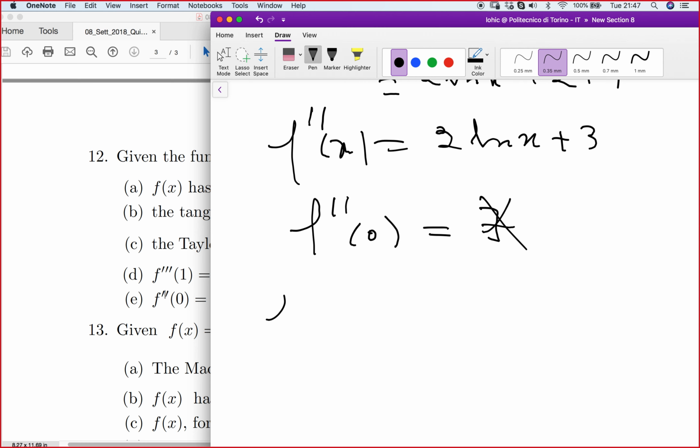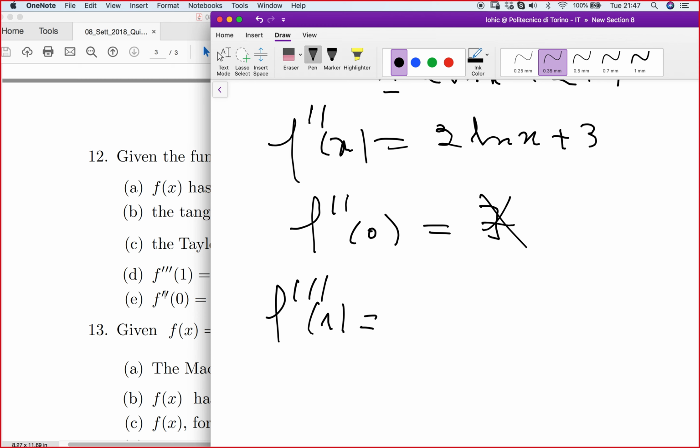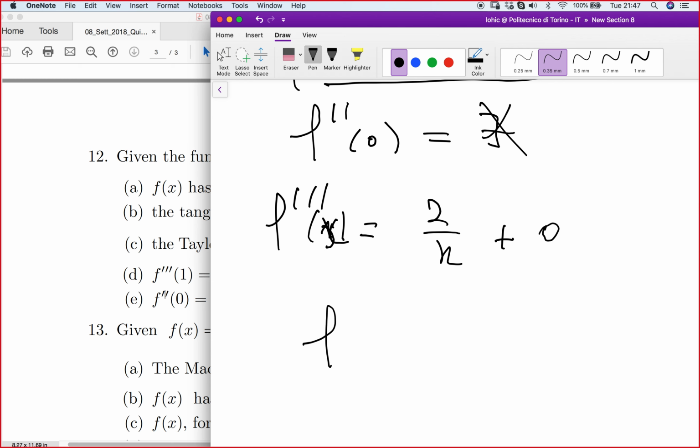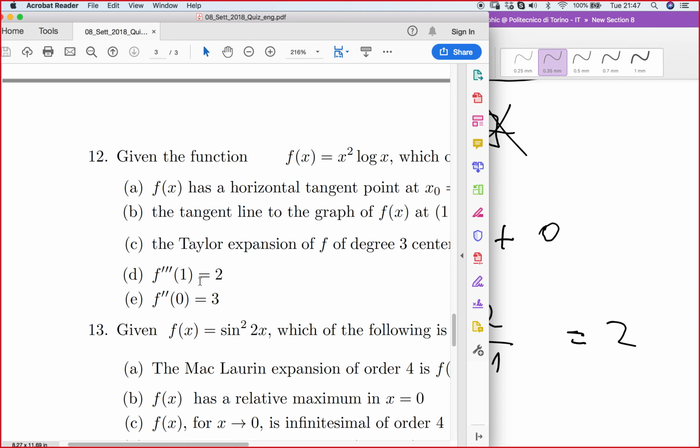So we go back and we do the fourth derivative at 1, okay. First of all we need to do the third derivative at x. It means the derivative of this one, so it will be 2 over x plus 0, right? So the third derivative at 1 will just be 2 over 1. Yes or not? That will be 2, and so d is correct, right?